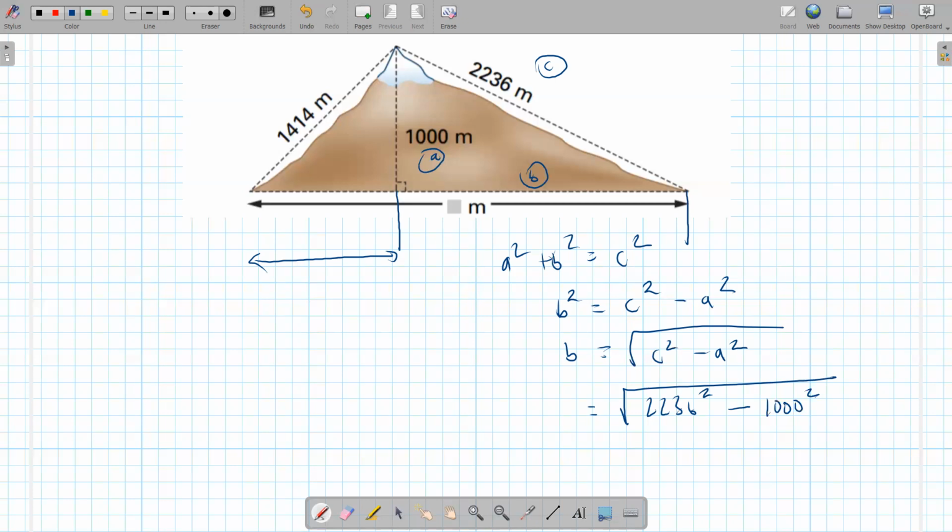No? Which calculator are you using? Okay, you can just do this square root symbol first. And then after you're done that, you open a bracket, you do 2236 power 2. That's the symbol for power 2. Minus 1,000 power 2, close bracket, equals.